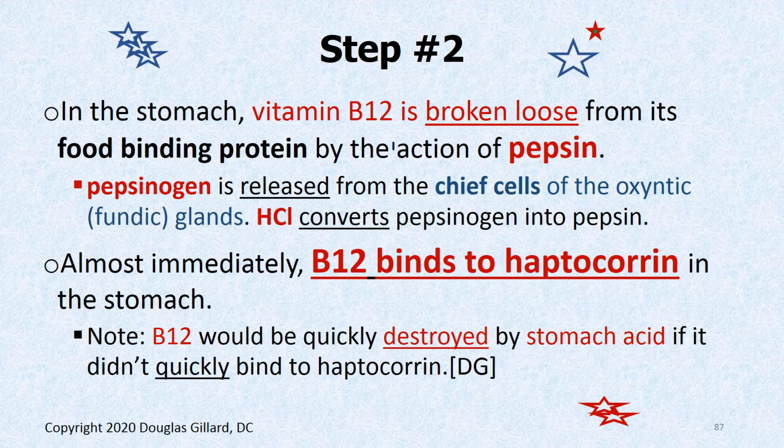All right, in the stomach what happens? Well, finally B12 is broken loose from the food binding protein. Who does that? Pepsin. Well, who secretes pepsin? Those are the chief cells. They secrete pepsinogen, but pepsin, of course, is created by hydrochloric acid. So you need hydrochloric acid to make pepsin in order to break loose vitamin B12. Now, vitamin B12 is naked and afraid, and it wouldn't last long in that acidic environment, but there's plenty of haptocorrin around, so it immediately jumps from the food binding protein to haptocorrin.